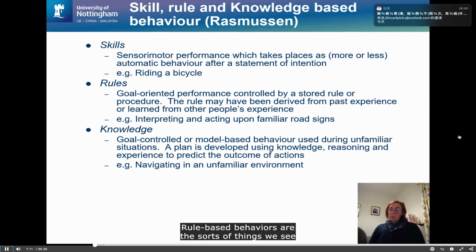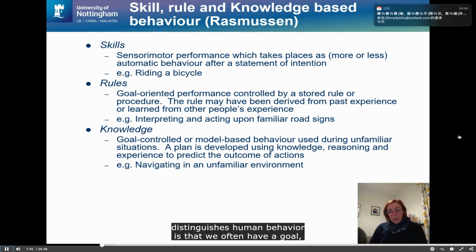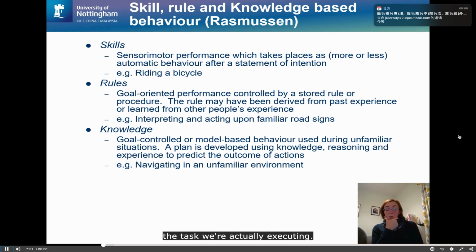Rule-based behaviours are the sorts of things we see computers do seamlessly all the time. Humans are okay at rule-based behaviours, but rule-based behaviours are really subject to interference from distraction, from fatigue, from boredom, and things like this. And of course, computers don't get tired or bored. So rule-based behaviour describes goal-oriented performance. So remember in that onion model I showed you in the introduction lecture, we had tasks and we had goals. So one of the things that distinguishes human behaviour is that we often have a goal, a purpose, an objective we wish to achieve, and that might be different from the task we're actually executing. So it's goal-oriented performance, controlled by a stored rule or procedure.